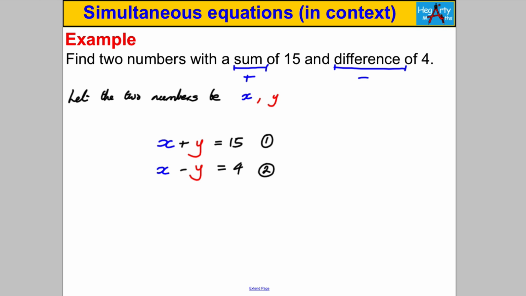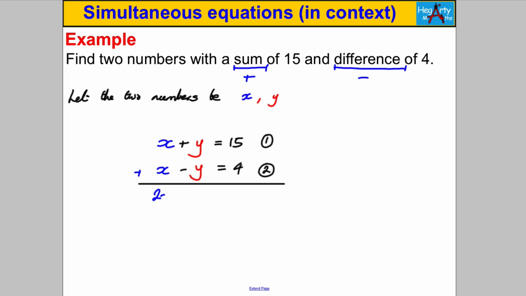How am I going to solve them? Elimination is usually our best bet. We have got the same number of x's here, and we've got the same number of y's here. We've got 1 and 1, but there's a negative. Now we could either subtract the equations to eliminate x, or we could add the equations to eliminate y, because all the coefficients are the same. It doesn't matter. I think I'm just going to add them. I'm going to add these equations.